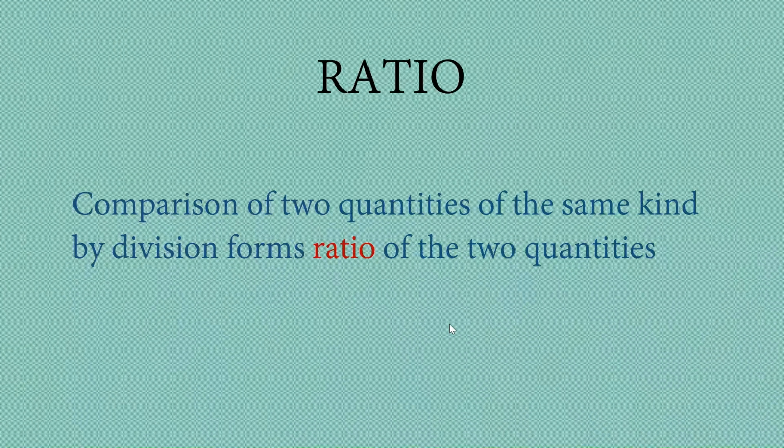Two quantities means we need to have two things. In the previous case, one is the height of elephant and the second one is height of dog. Same kind means we are comparing height of first quantity with height of second quantity. Then only it is called as ratio. Say if we want to compare weight of elephant against height of dog, that is not a ratio. That is not a proper comparison. They are not of same kind. One is weight and the other one is height. So we can't compare like this. That particular comparison is not called as a ratio.